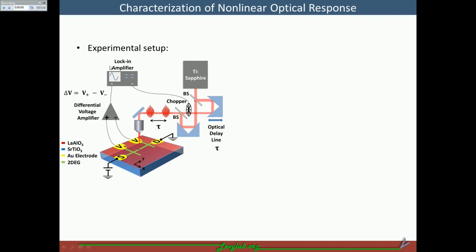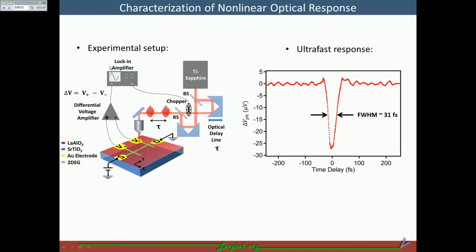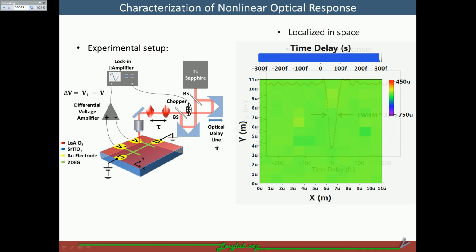In order to understand the dynamics behind this photoconductivity, as Lucy discussed earlier in this session, we did a time-resolved pump-probe measurement. By focusing the ultrafast laser pulse onto the junction and measuring the voltage across the junction as a function of the time delay, we find that the response is ultrafast in time, and also well localized in space. It can only be seen around where the junction is.